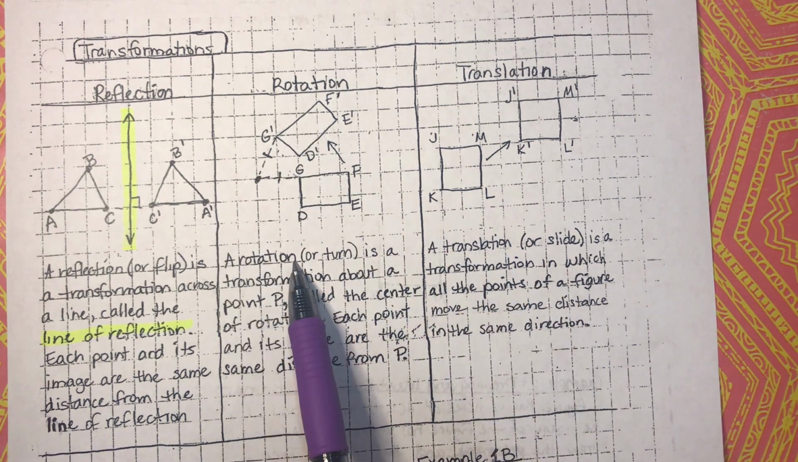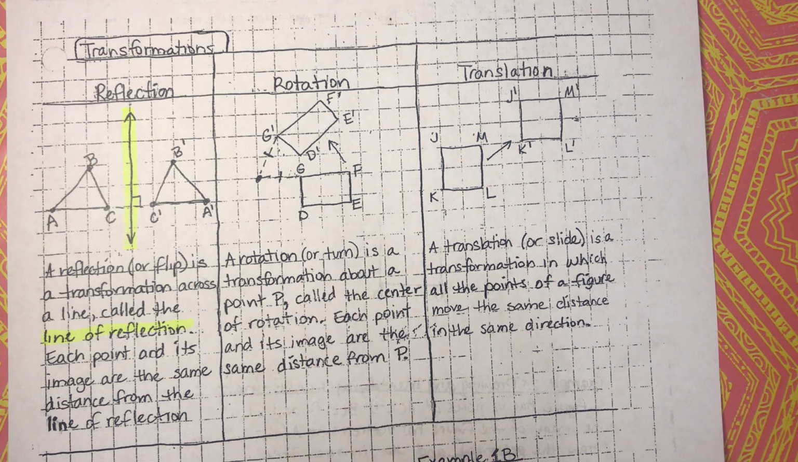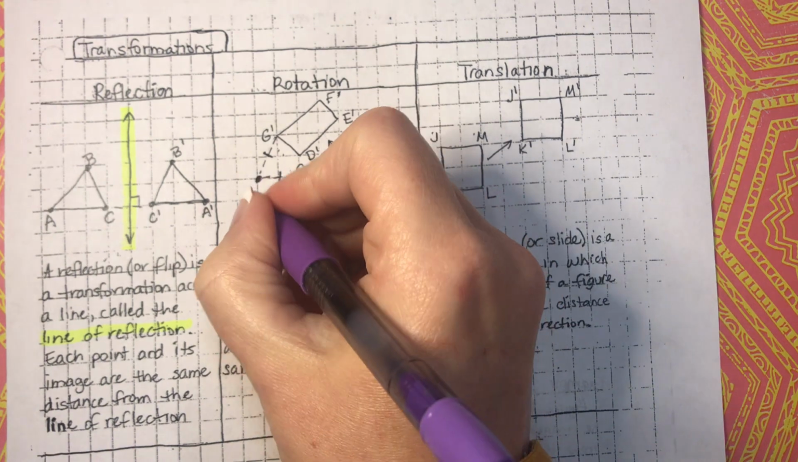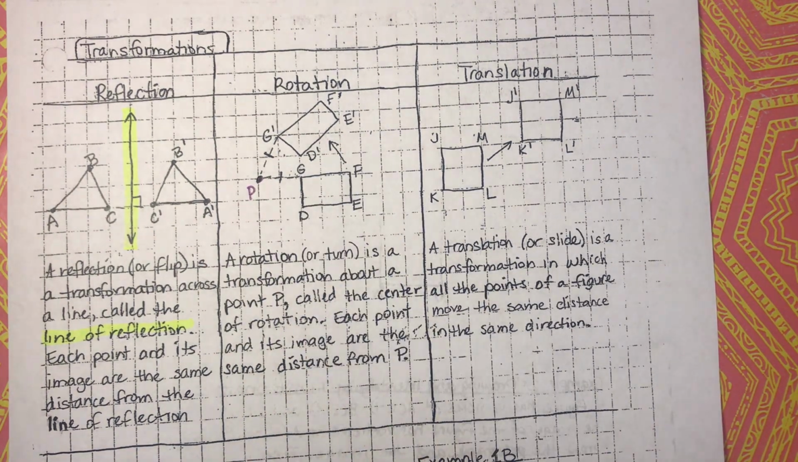So a rotation or a turn is a transformation about a point P. This is the point P right here, okay? And it's being rotated about that point, and it's being rotated by an angle.